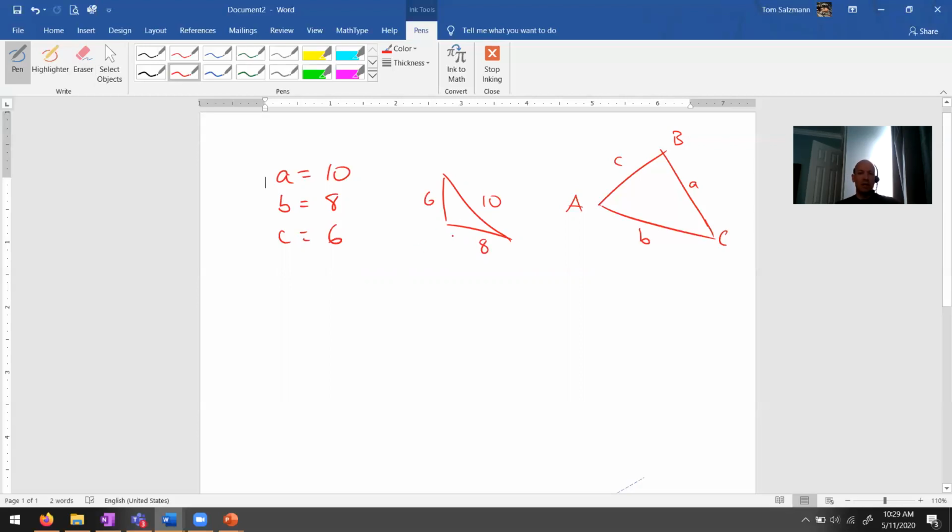Now, is there any other way you could have possibly drawn this triangle, aside from taking the whole thing and kind of rotating it around? The answer should be no. There is one way you will draw this triangle.